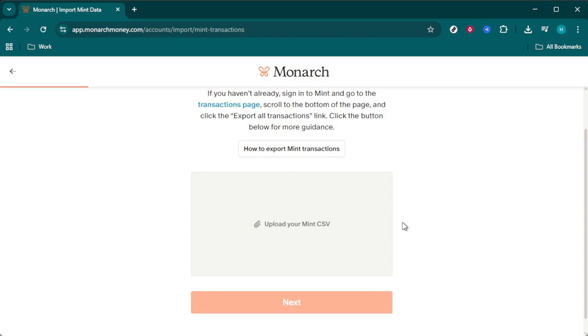Understanding these pros and cons will help you make an informed decision about whether transaction importing suits your financial management needs with Monarch Money.